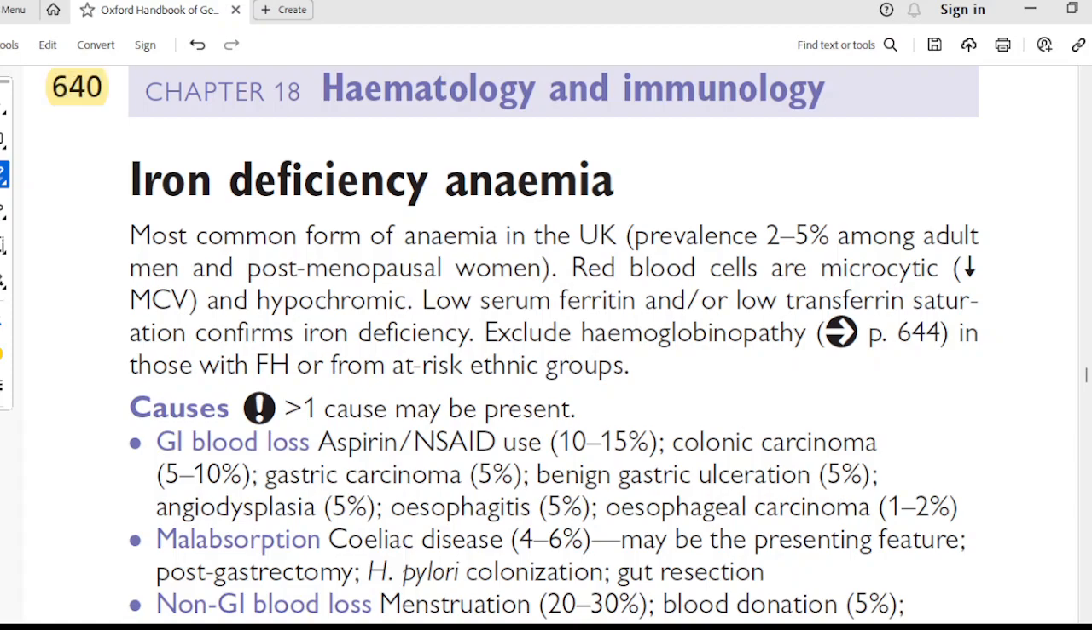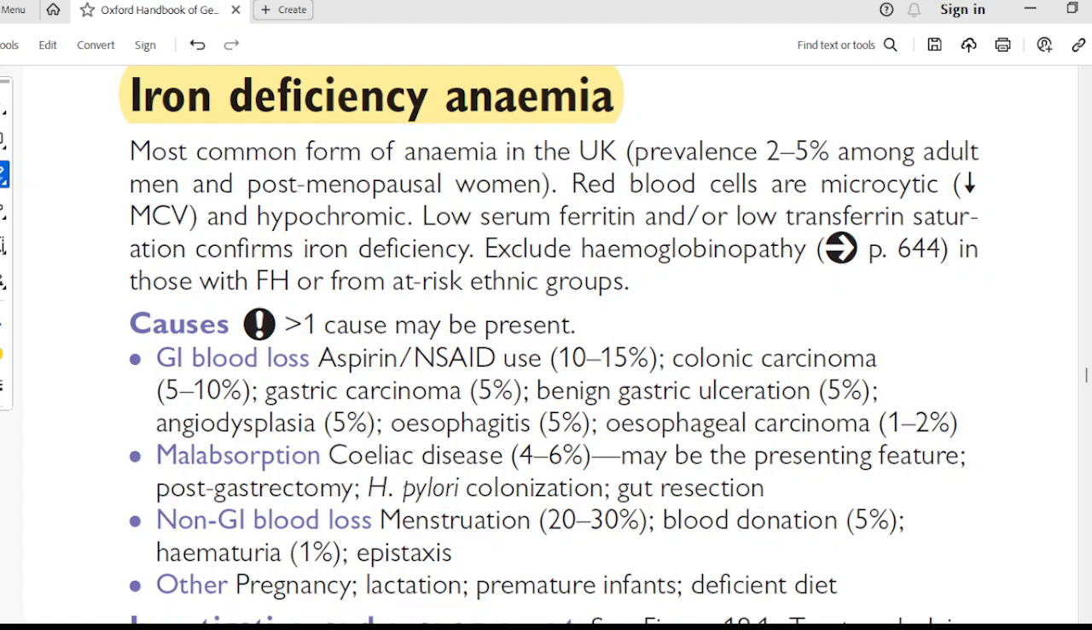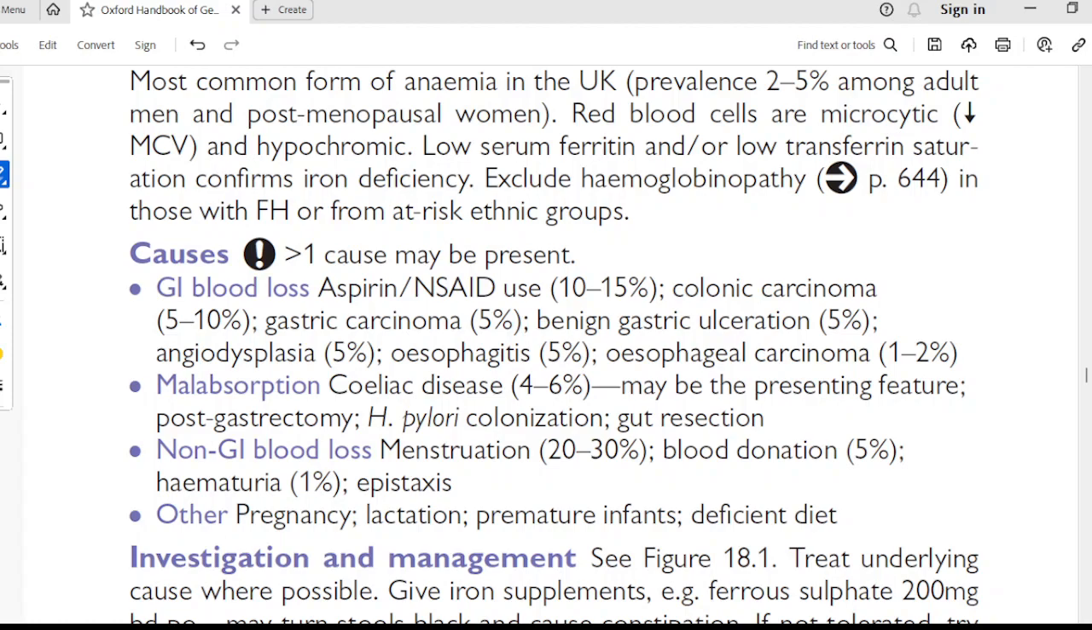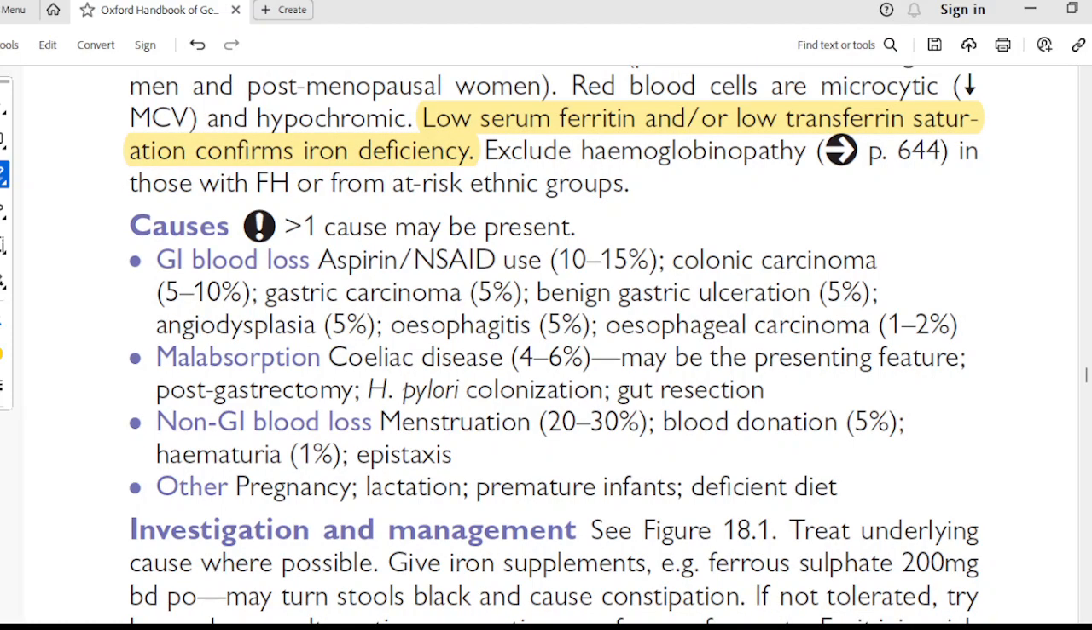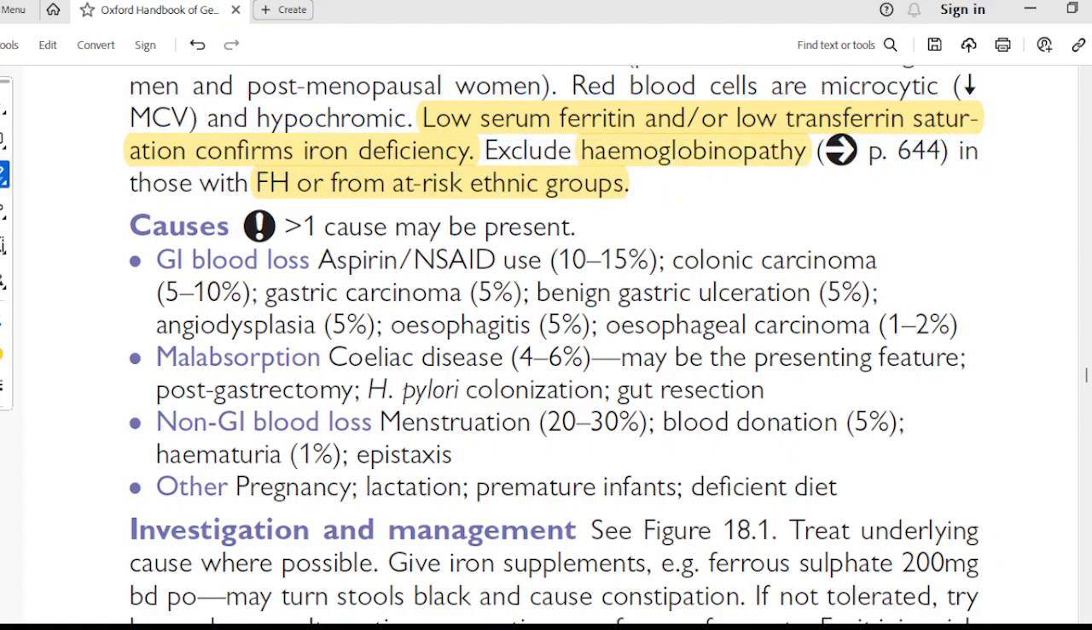Page number 640, iron deficiency anemia. Most common form of anemia in the UK. Prevalence is 2 to 5% among adult men and postmenopausal women. Red blood cells are microcytic, with decreased MCV, and hypochromic. Low serum ferritin or low transferrin saturation confirms iron deficiency. Exclude hemoglobinopathy in those with a family history or from at-risk ethnic groups.